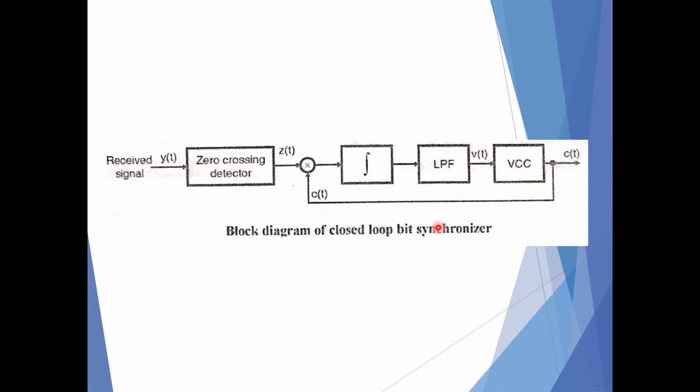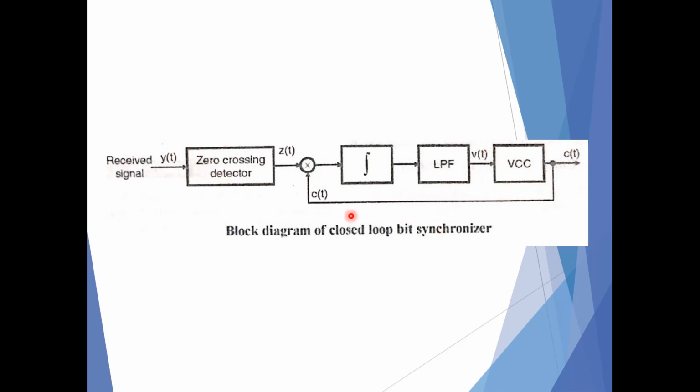First we are going to see the closed loop bit synchronizer. In this, it uses a VCO, that is VCC, voltage control clock. This scheme provides more reliable synchronization. Here we have the received signal, y of t. It is applied to a zero crossing detector, and we get the output z of t. Then it is multiplied with one more signal, the feedback signal, a control signal c of t. The output of the multiplier is applied to an integrator, then a low pass filter, and then the voltage control clock, VCC.